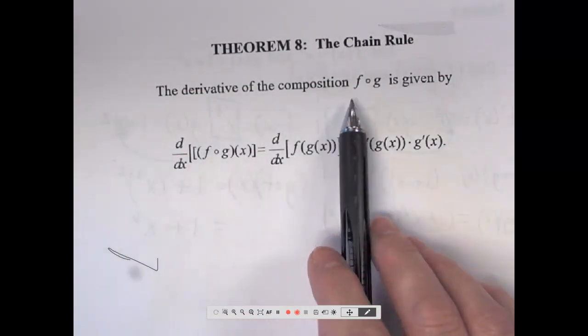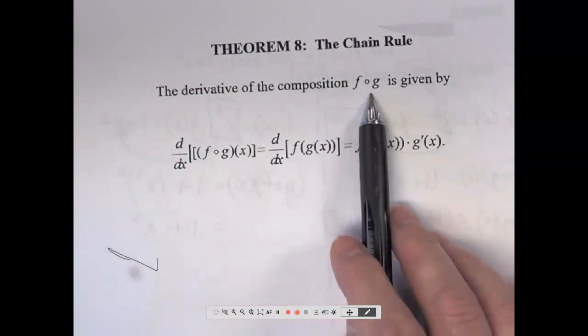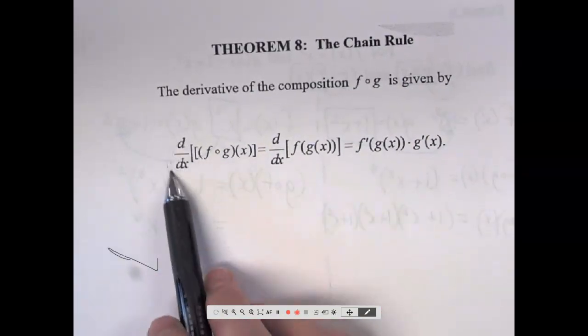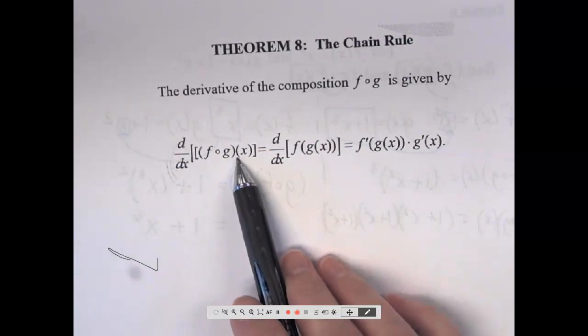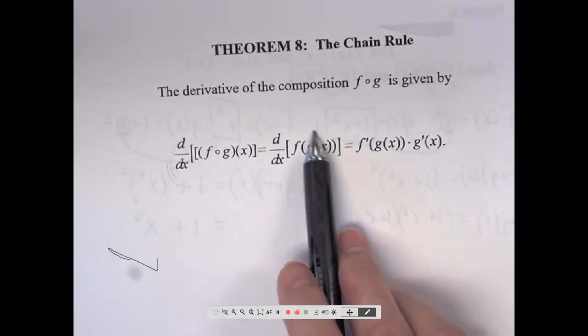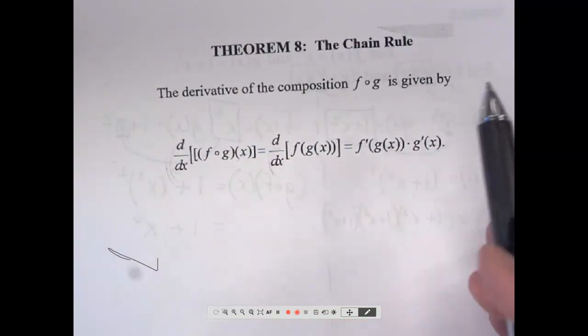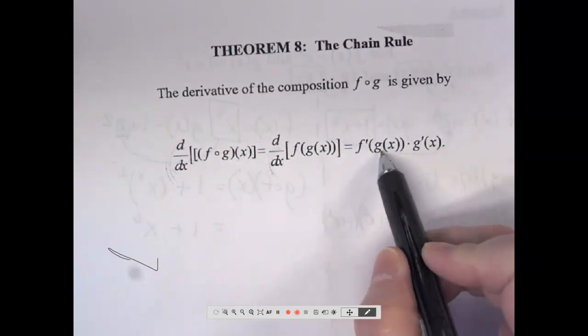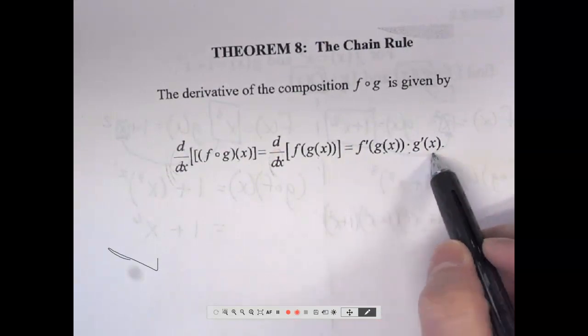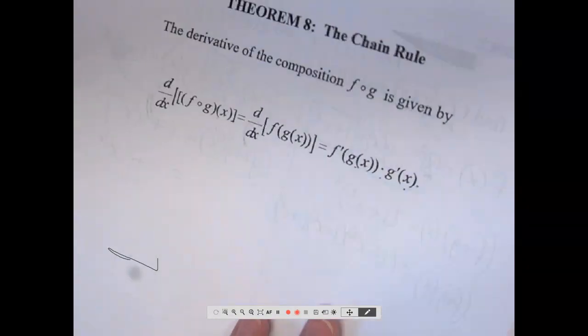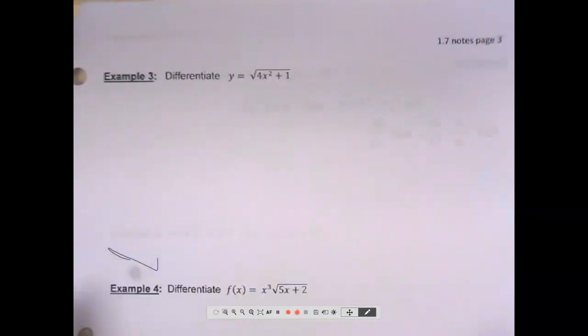So the derivative of the composition of functions, f of g, is given by, okay, so we want the derivative of f of g of x. Or it could be written like this. The derivative of f of g of x is f prime of g times g prime. Okay, there we go. That's the rule. Let me show you how it works.